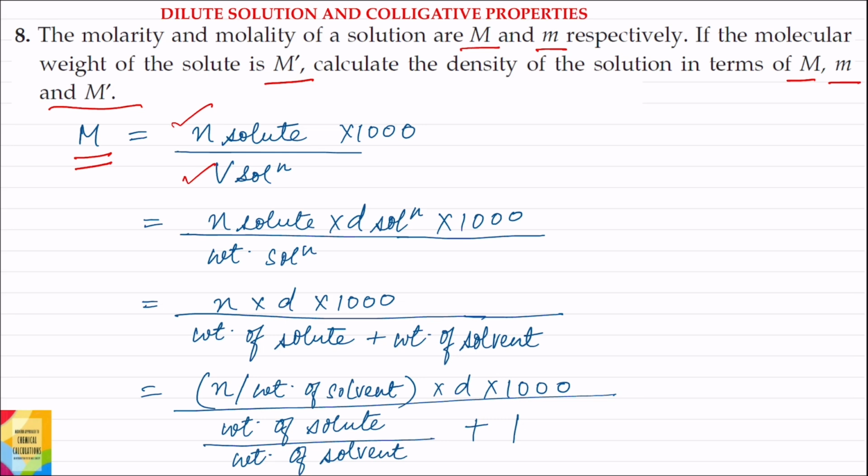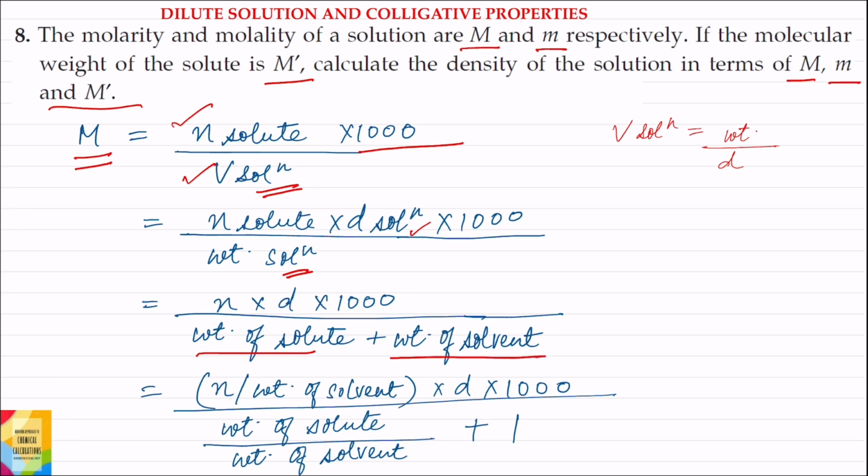Formula for molarity है moles of solute divided by volume of solution in liters. So अगर volume of solution milliliters में given है, तो formula becomes moles of solute divided by volume of solution into 1000. Now, volume of solution can be written as weight of solution divided by density of solution. So यहाँ पे volume of solution की जगह हम लिख देंगे weight of solution divided by density of solution. Now, weight of solution can be written as weight of solute plus weight of solvent.